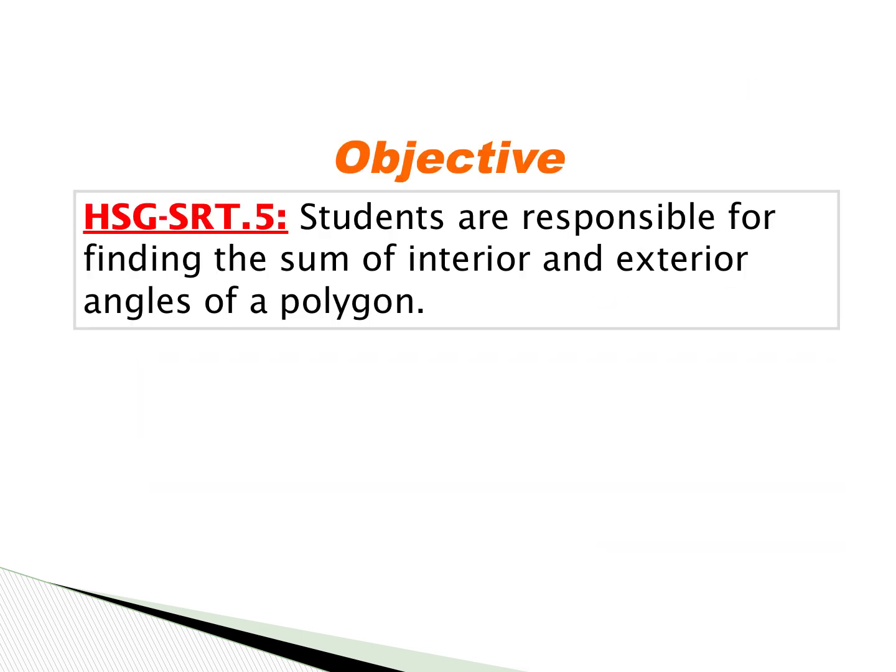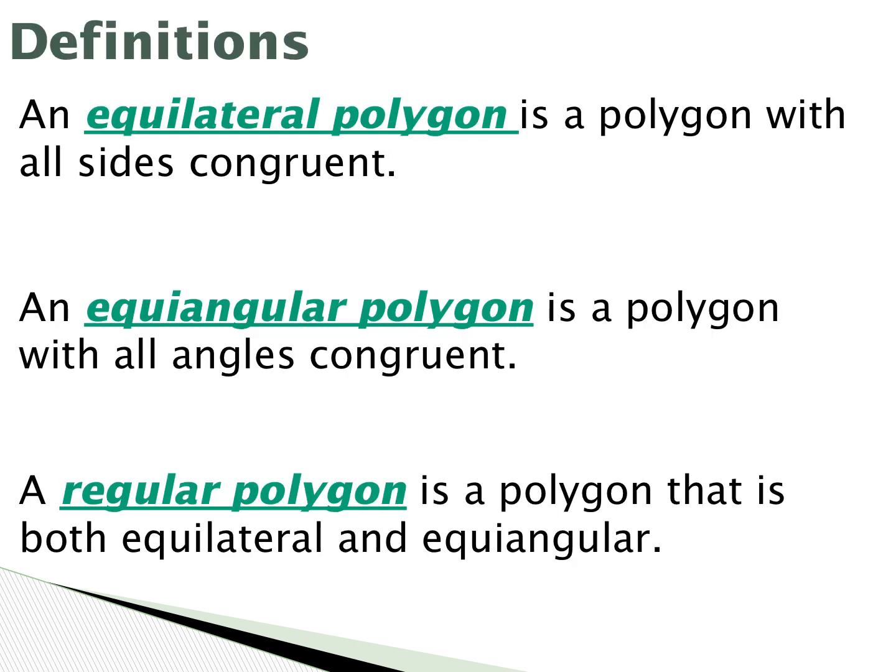Now what we're going to do in this skill is find the sum of interior and exterior angles of any kind of polygon. First, a couple definitions. An equilateral polygon is a polygon with all sides that are congruent. So if all the sides are the same length, then it's an equilateral polygon.